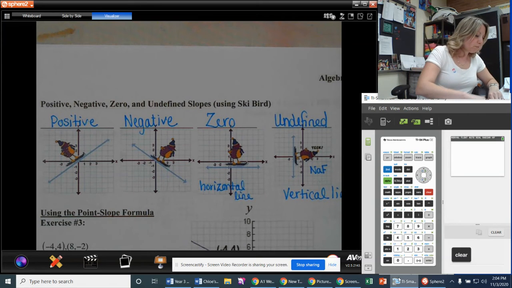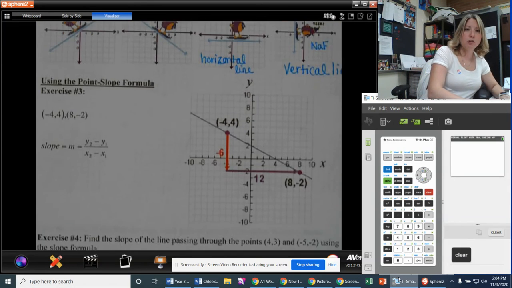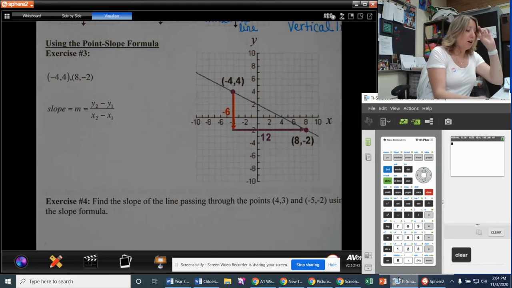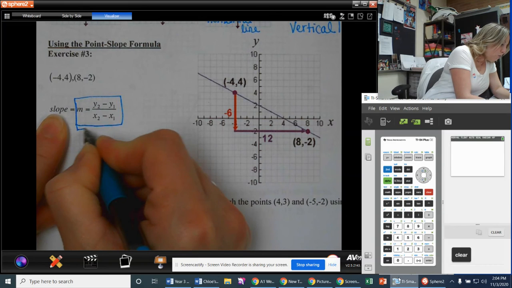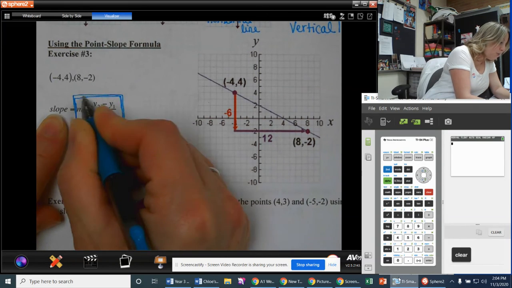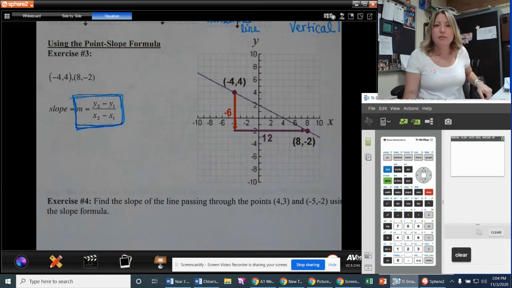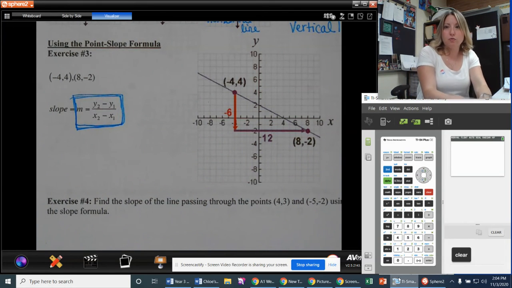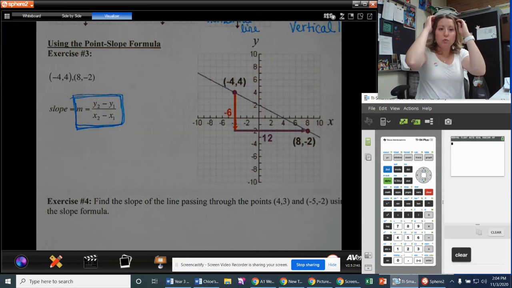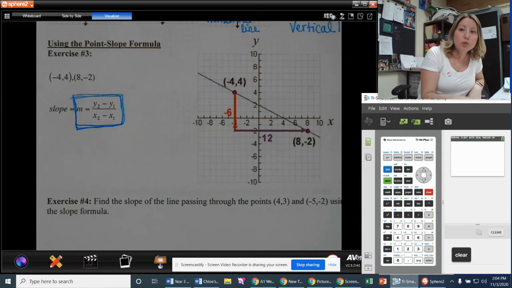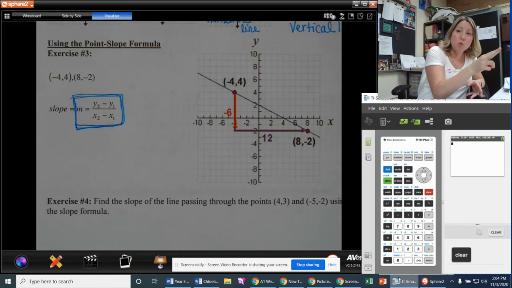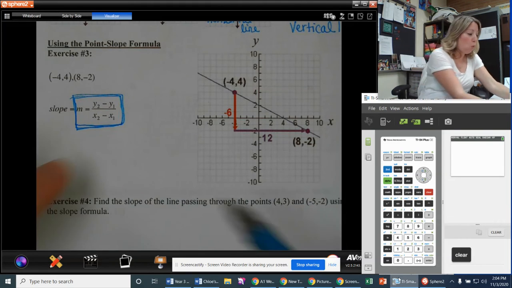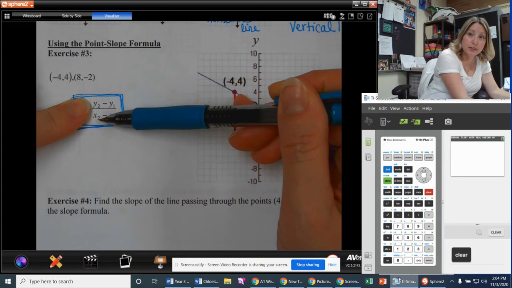Okay? Now, we are going to use the slope formula. The slope formula is m equals y2 minus y1 over x2 minus x1. You need to memorize this formula. You must memorize this formula. Okay? We are going to use this. You got to know that your slope, calculated, is the difference in your y's divided by the difference in your x's. And it's very specific about which x's and y's go first, isn't it?